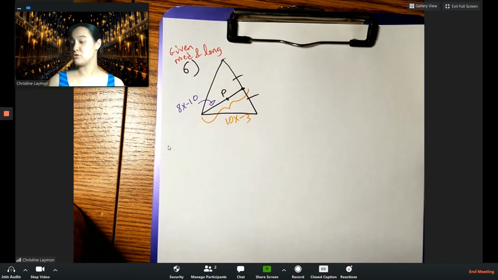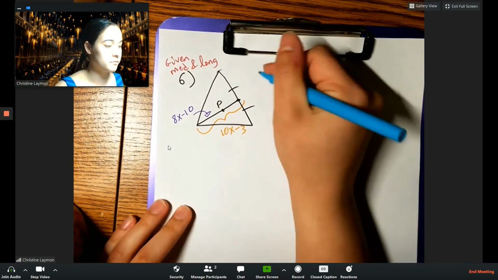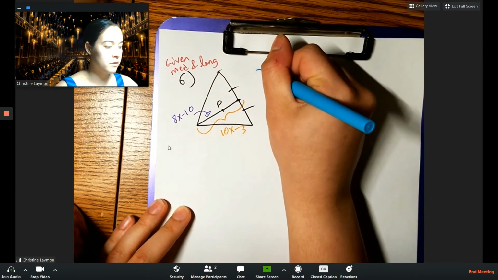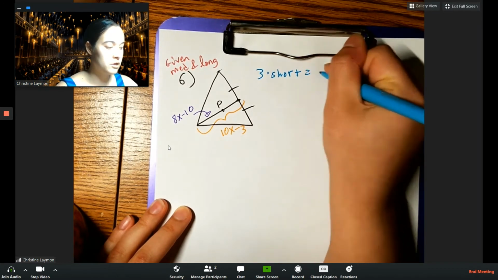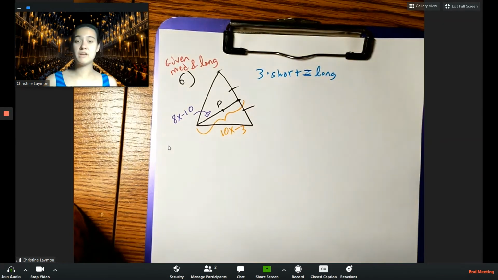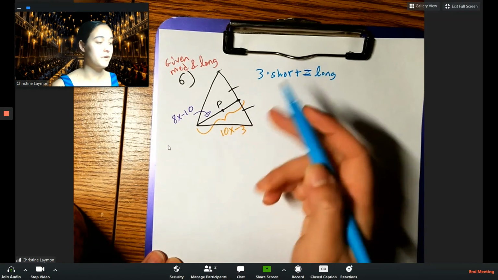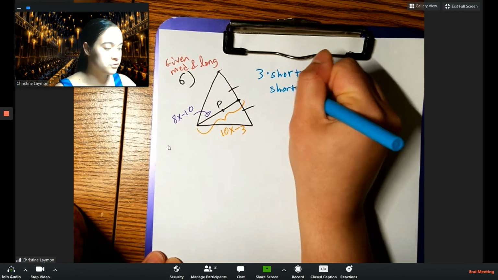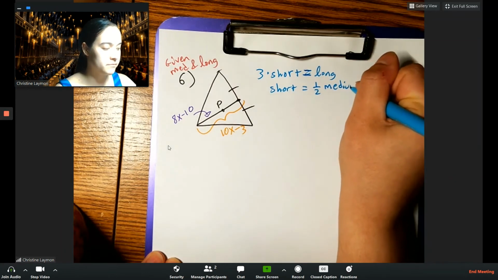Let's write down what we do know. And I want to write it down relative to what I know about the long. So let's start with this. We know that 3 times the short equals the long. This is an equal sign here. So 3 times the short equals the long. Let's talk about the short. We know that the short is half of the medium. So short is half times the medium.